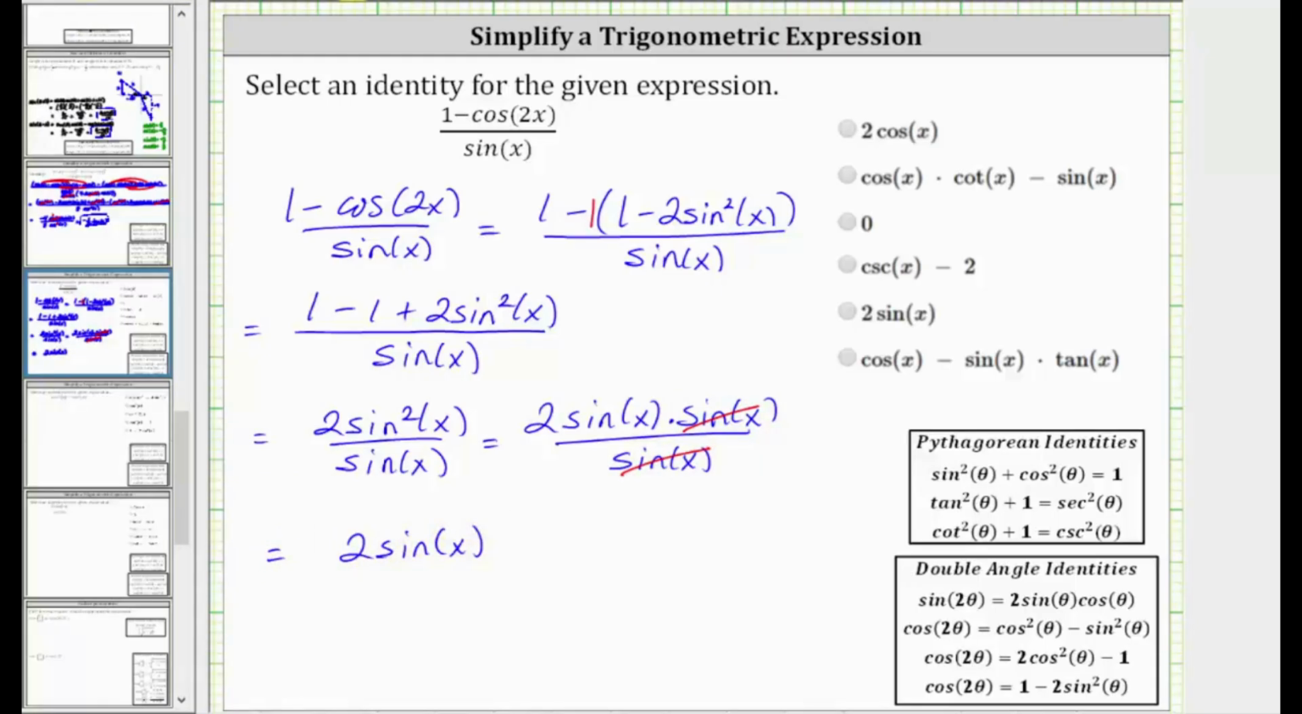So the given expression simplifies to 2 sine x, which, looking at the choices, is an option. We select 2 sine x.